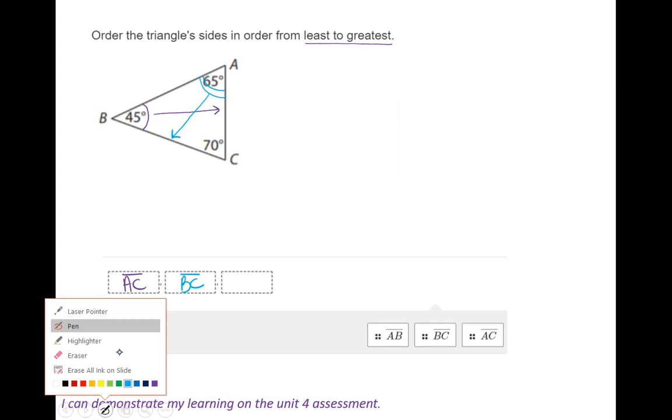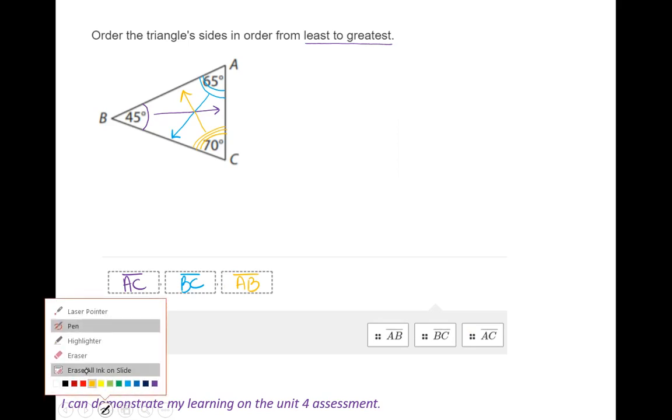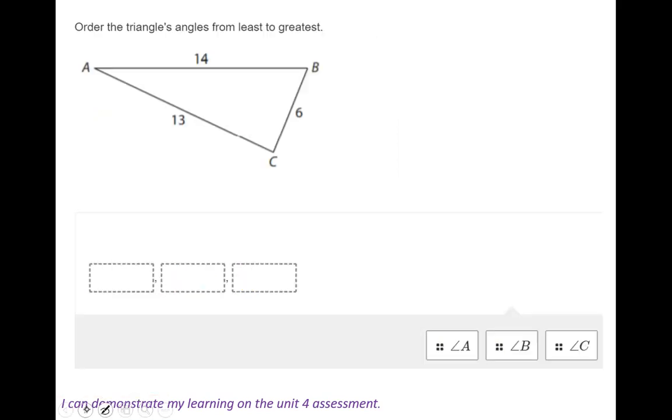And then finally, our final angle, the 70, happens to be the largest angle in this triangle. Across from that largest angle is going to be the largest side, which is side AB. And so I wrote them in, but you can see there's the different side choices that you'll see in Otis when you practice this. All right, on to the next one.